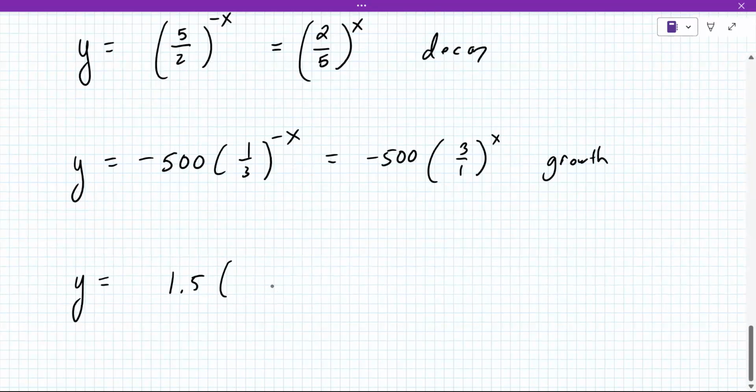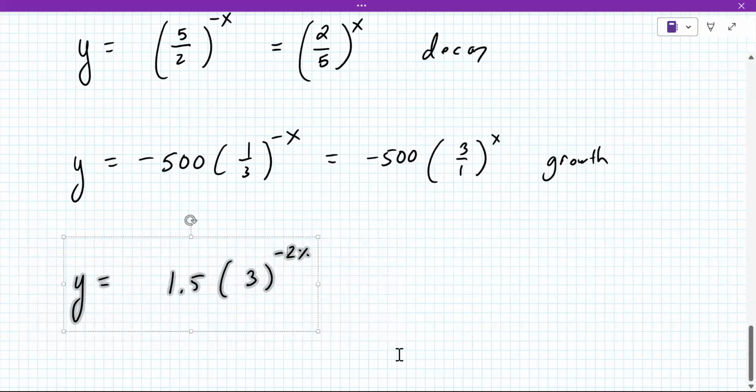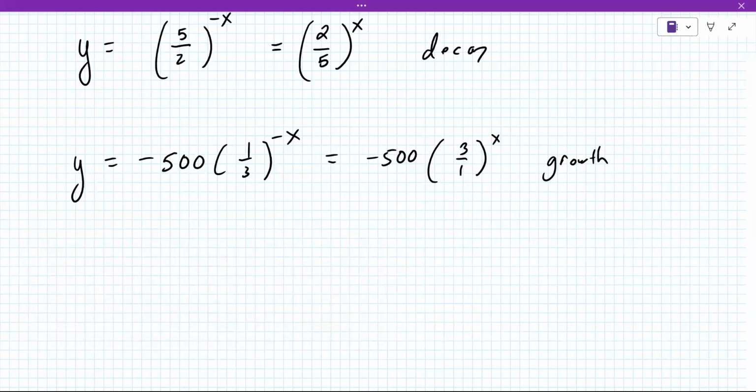Okay. Next thing that you might see here is 1.5 times 3 to the minus 2x power. Okay. Actually, let me not do that. That's too complicated. So let me just find some practice problems here real quick to go through. I got some pulled up here. You're just going to tell me growth or decay. Actually, these aren't very good. Let me get another moment here to find some.